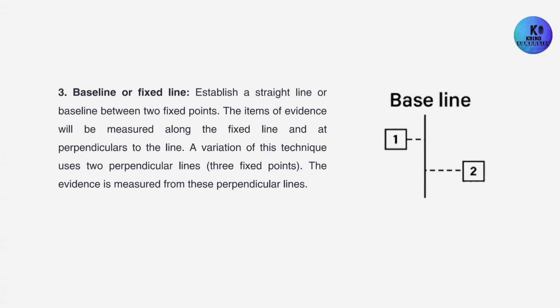So imagine drawing a straight line through a room, say from one corner to another. Then from each piece of evidence, you drop a perpendicular to that baseline and measure how far along the line and how far out from it the evidence lies. This technique is best suited for indoor crime scenes, especially rooms with walls at right angles. It's simple, fast, and ideal when evidence is laid out in a structured environment.